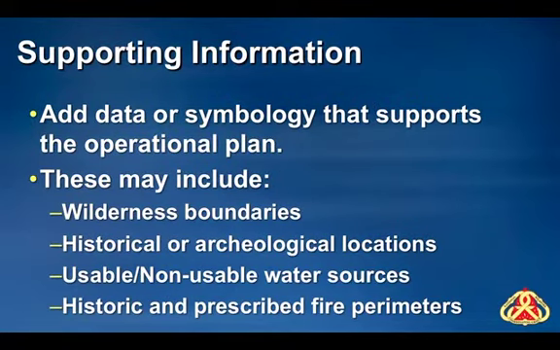Supporting information on the map can include additional data or symbology that supports the operational plan, some of which may include wilderness boundaries, historical or archaeological information, usable versus non-usable water sources, and historic and prescribed fire perimeters. This information varies fire to fire, and on some fires, certain sensitive information may be shown on the map to avoid the area being worked in.